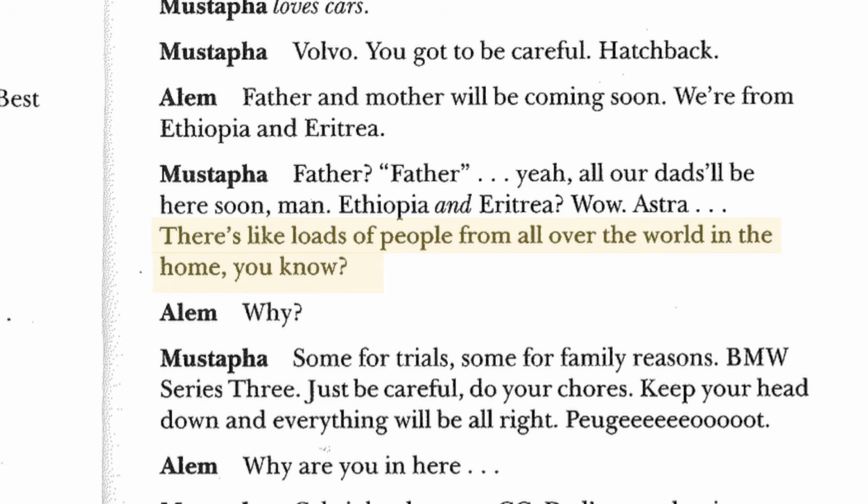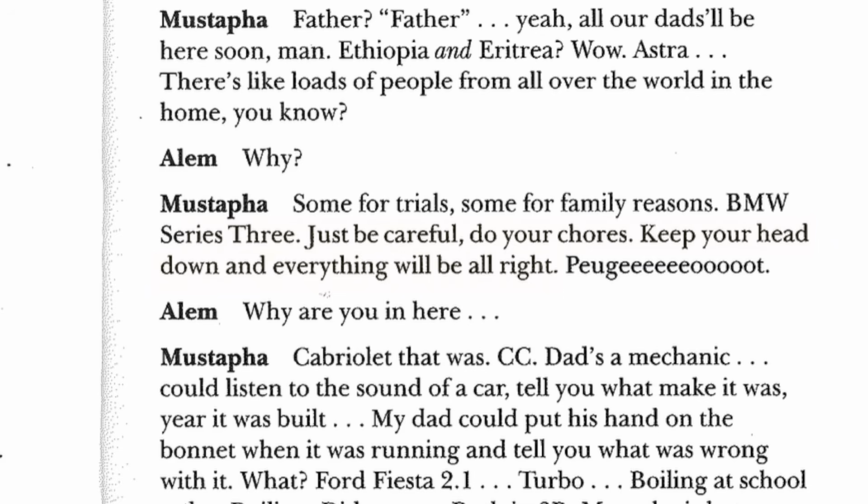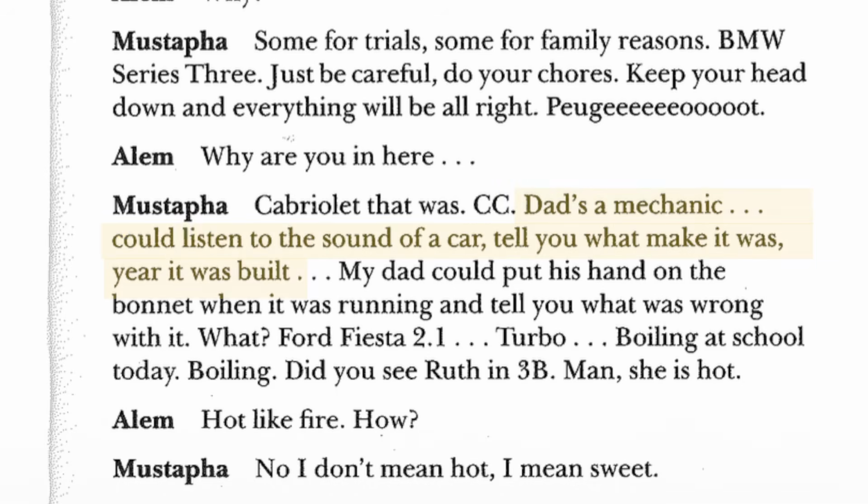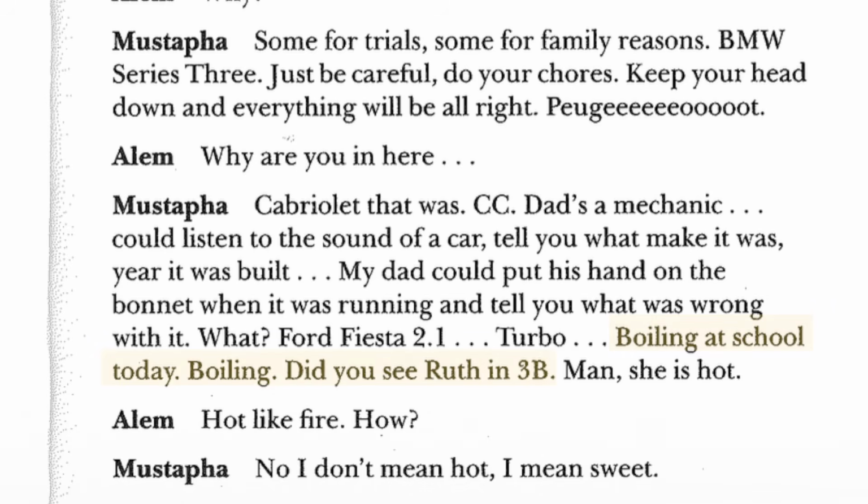Volvo, vroom, Astra. It's like loads of people from all over the world in the home, you know. Why? Some for trials, some for family reasons. Oh, BMW Series 3! Just be careful. Do your chores, keep your head down, and everything will be alright. Peugeot! Dad's a mechanic. Could listen to the sound of a car, tell you what make it was, year it was built. What? Ford Fiesta 2.1 Turbo! Pfft. Boiling at school today. Boiling. Did you see Ruth in 3B?